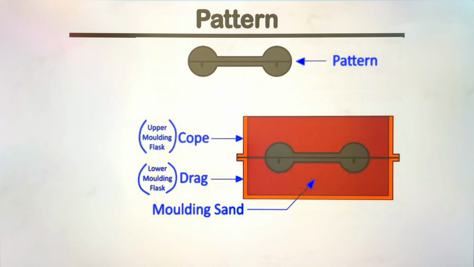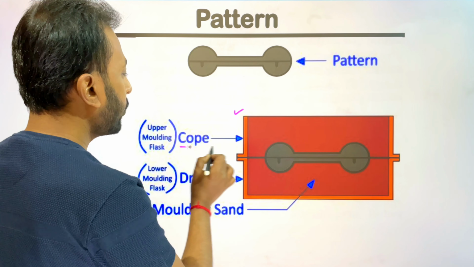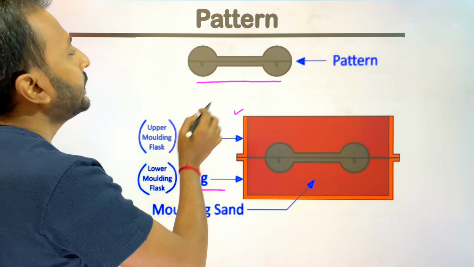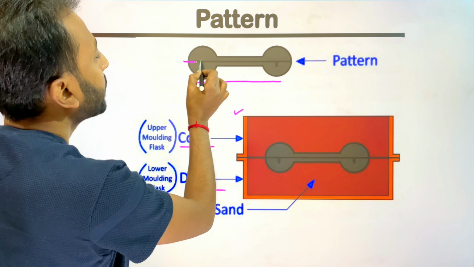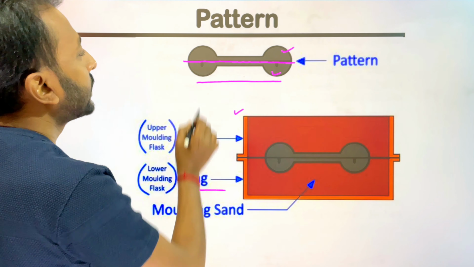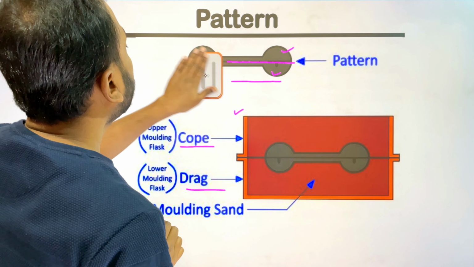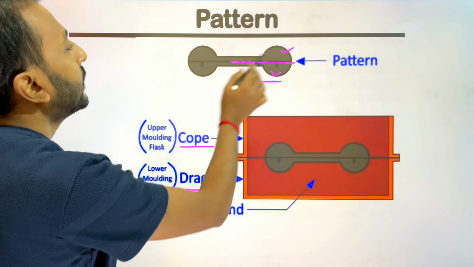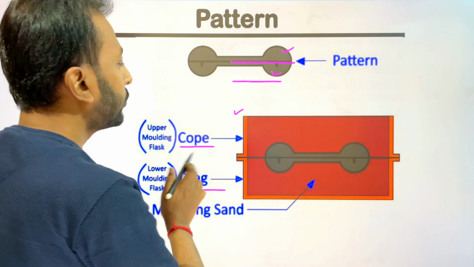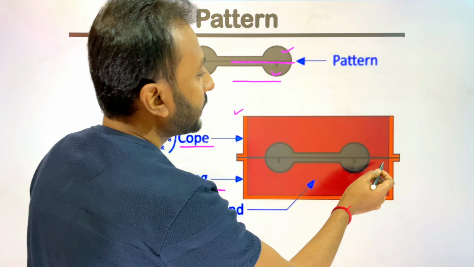So next, in this figure we can see this is the molding box, this is the cope portion and this is the drag portion. This is pattern, and we can see that this is the parting line. So this is the cope pattern and this is the drag pattern. We can see here this is the dowel pin. So this dowel pin keeps the two patterns in a specific position. So when we are creating the mold cavity, it will be like this.